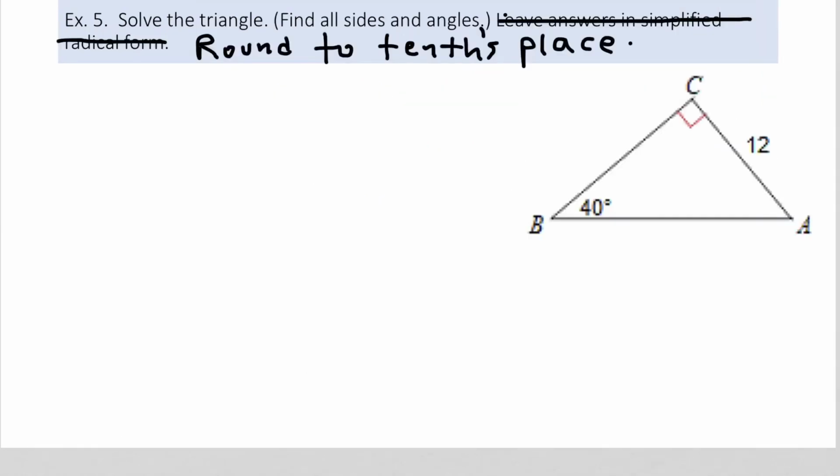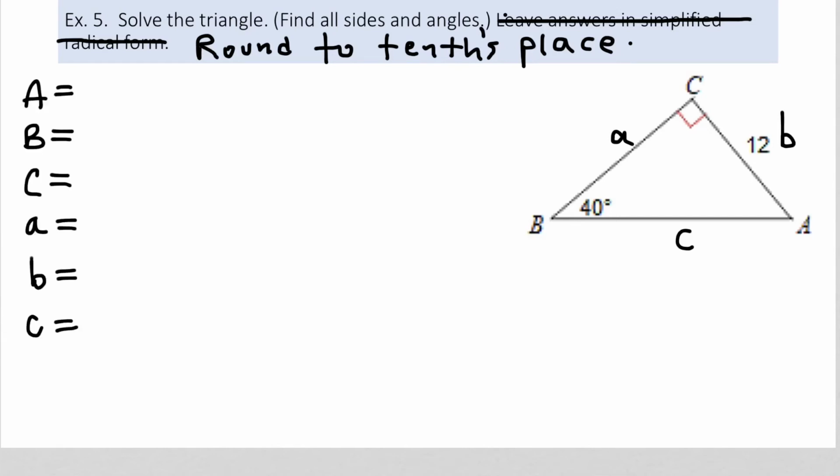All right, now let's do an example. So this says solve the triangle, which means find all of the sides and all of the angles, and we're going to round to the 10th place. So given this triangle here, let's first label it. So that means we've got C opposite C, A opposite A, and B opposite B. So we're looking for all 6 parts, 3 angles, and 3 sides. So I'm going to make a chart.